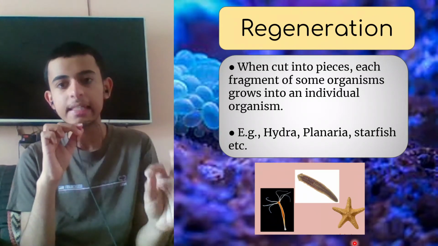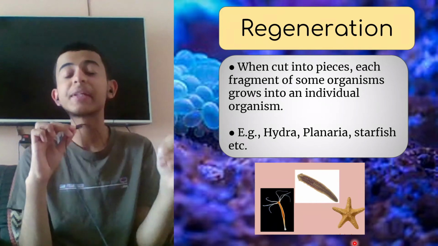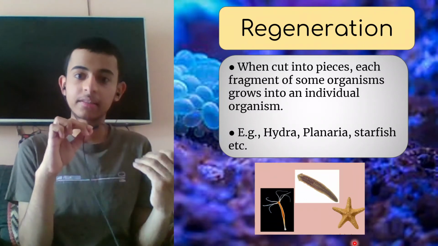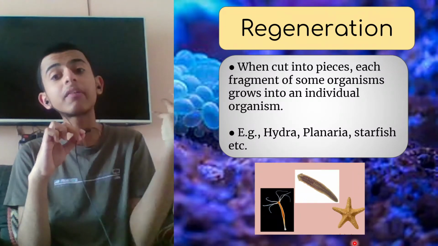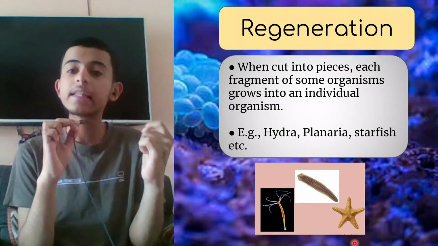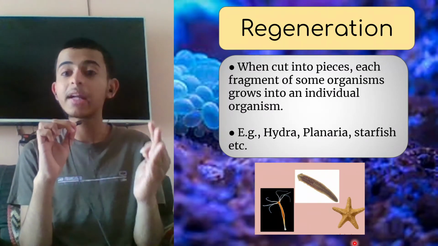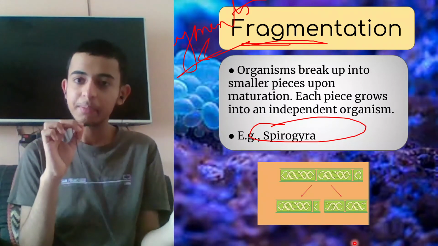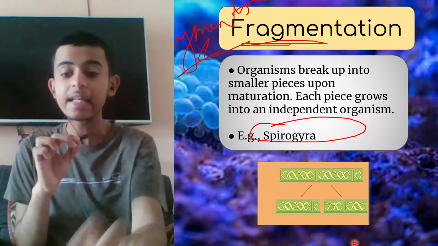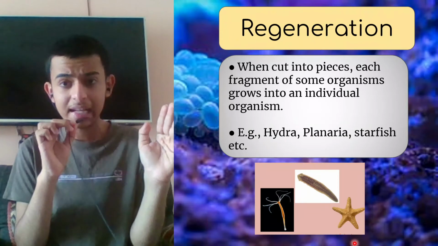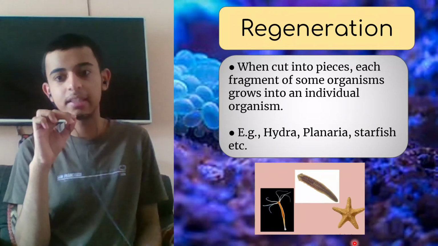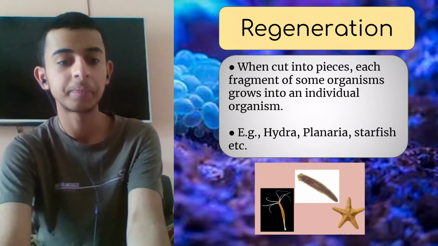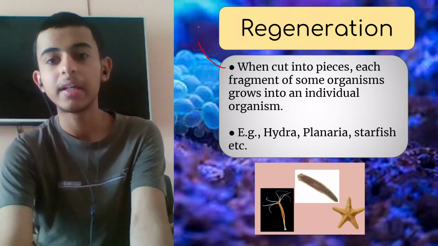The difference lies in the fact that regeneration happens because of artificial circumstances. Let's say if I am cutting that organism, or by chance due to a sharp object it got cut, this is not natural. In fragmentation, the organism naturally divides. In regeneration, if an organism gets cut, then it divides. So this is the difference. Organisms like Hydra, planaria, and starfish reproduce by regeneration.